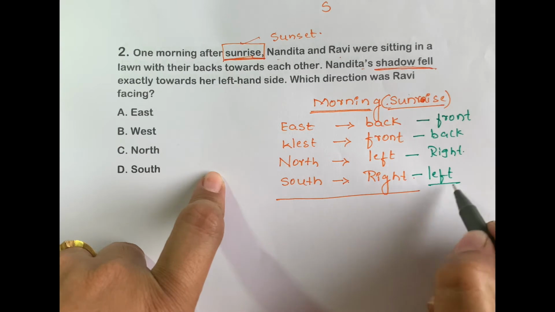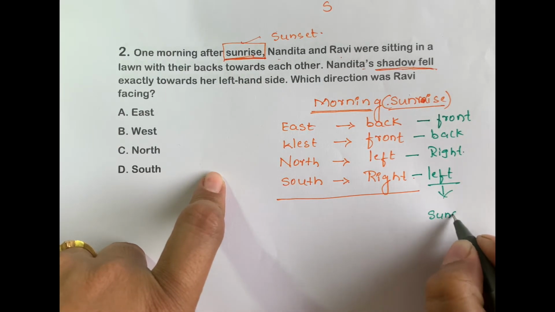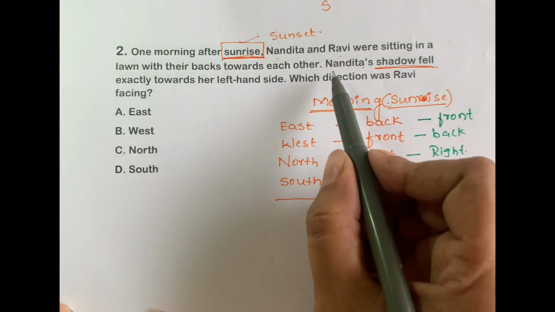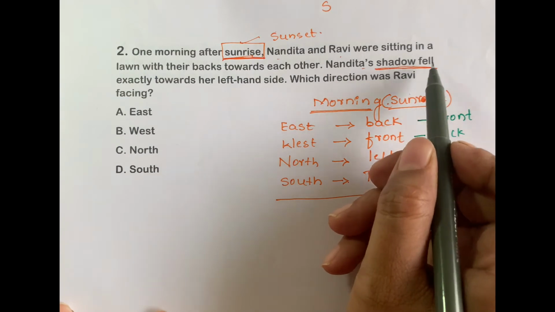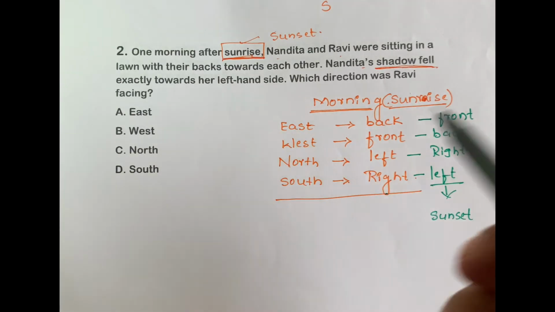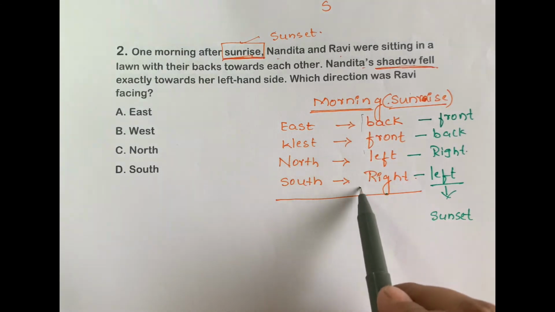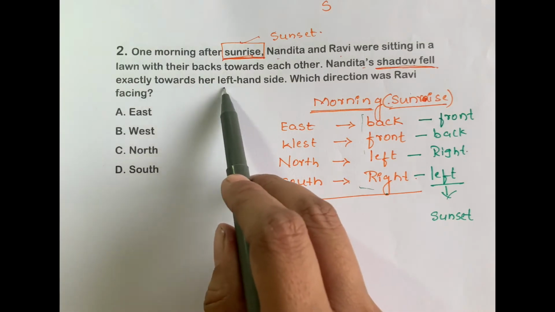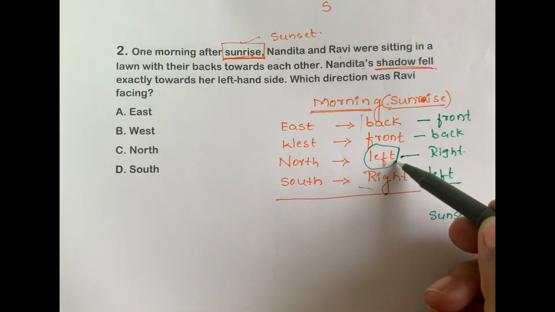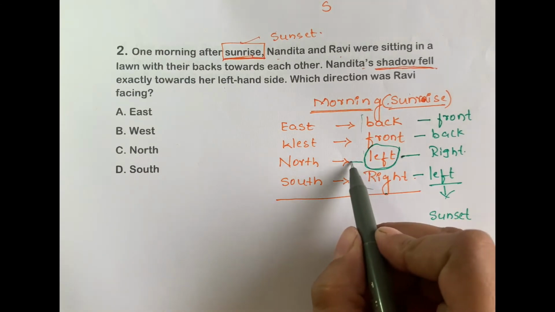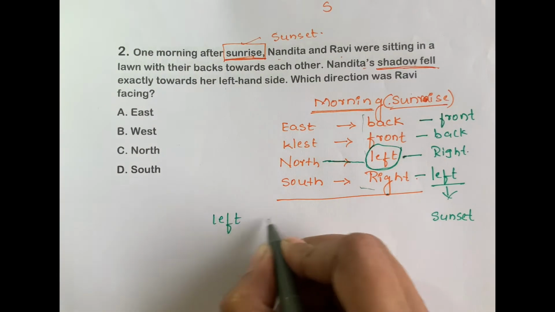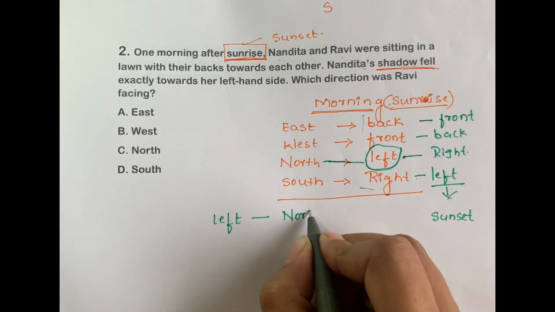Okay, so these are for sunset and this is for sunrise. In the question, what they have asked: Nandita's shadow has fallen exactly towards her left hand side. Since they're speaking about the morning, you'll have to consider this. The shadow has fallen on the left hand side. Where is the left? Left is here, isn't it? Then definitely Nandita will be facing north. Shadow is on the left, so Nandita should be north facing.